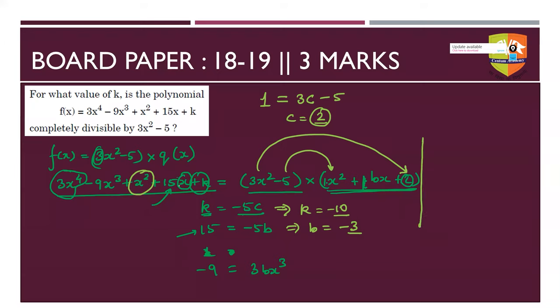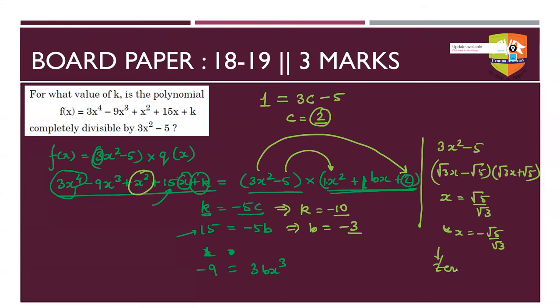He is saying, since 3x square minus 5 is root 3x minus root 5 times root 3x plus root 5, that means two zeros are known. X equals root 5 by root 3 and x equals minus root 5 by root 3 are the zeros of fx. So these are zeros of fx, meaning if I substitute this value in fx, I should get fx to be 0.